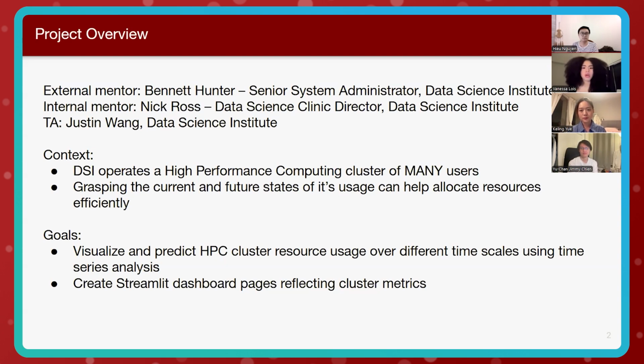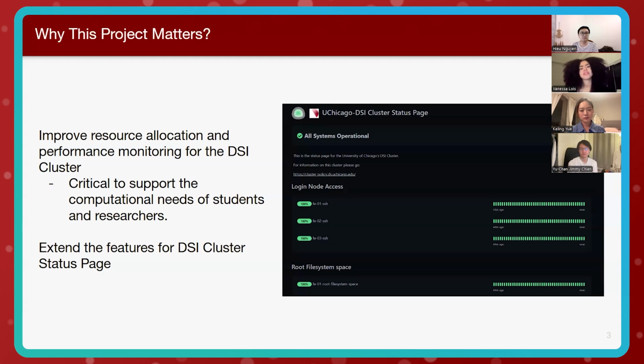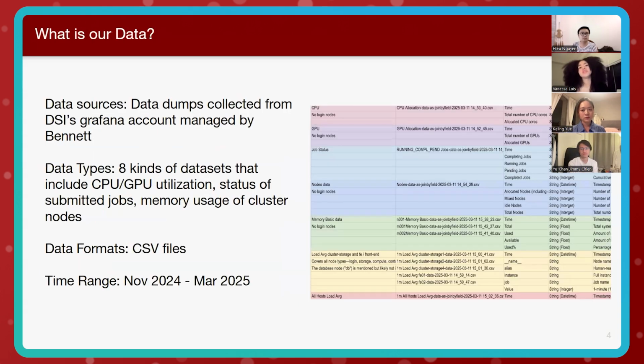Some of the goals of our project were to visualize and predict HPC cluster resource usage over different timescales using time series analysis, and to also create interactive dashboard pages reflecting cluster metrics. This project matters in order to improve the resource allocation and the performance monitoring for the cluster, which is critical to support the computational needs of those who use it, and to also extend the features for the DSI cluster status page.